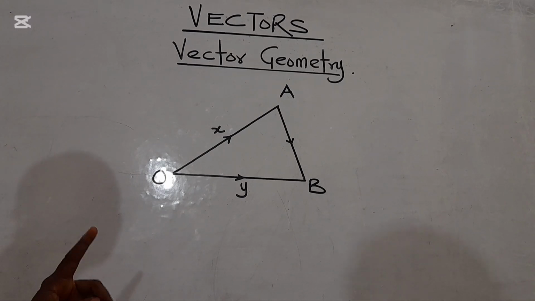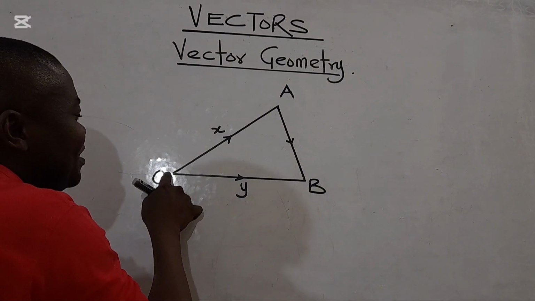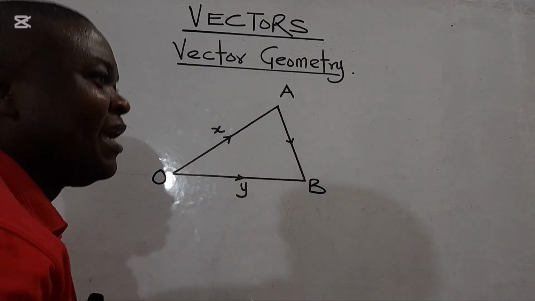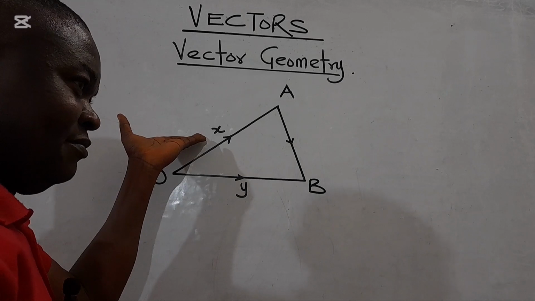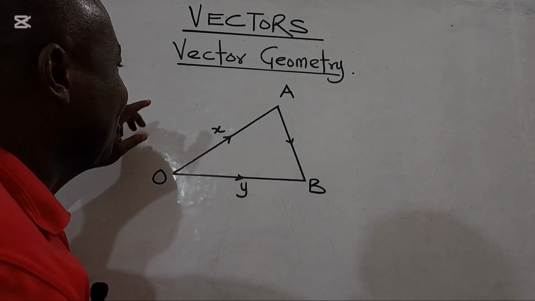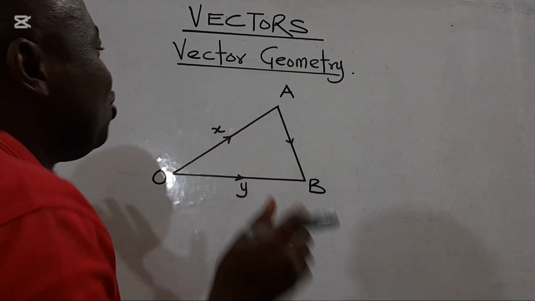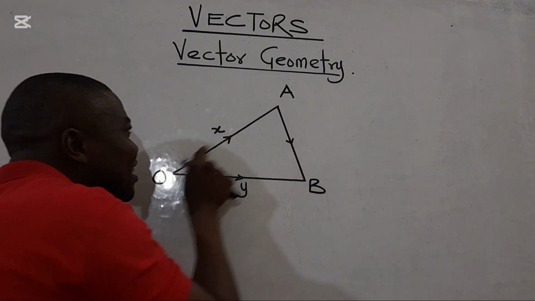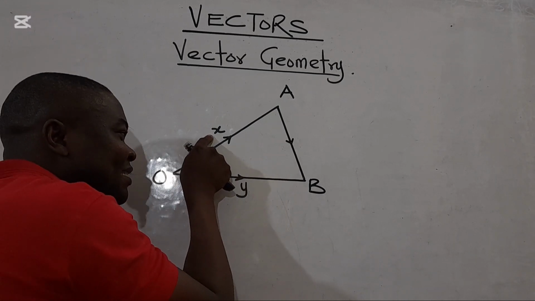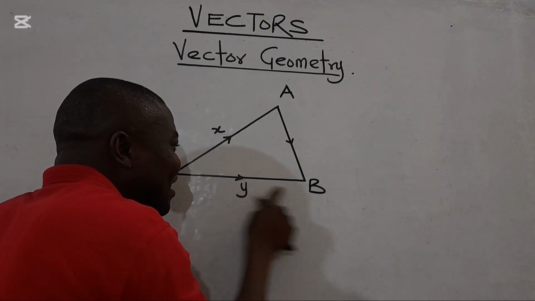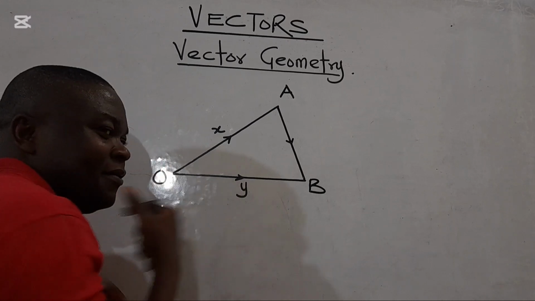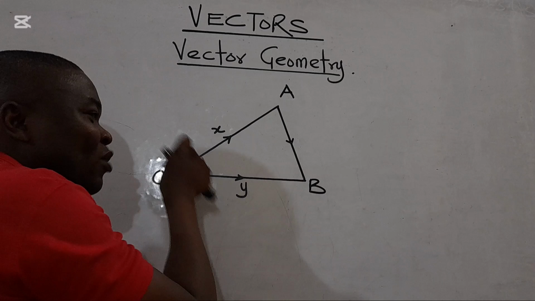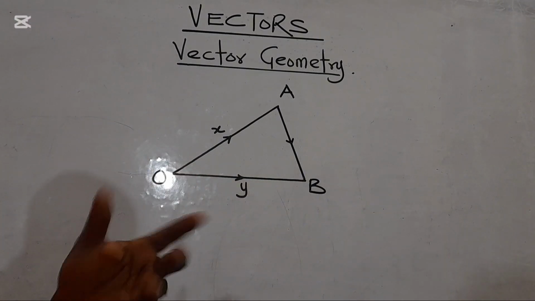Note, any line that is of the same length as OA must be represented as x. We're not saying OA is just fixed here. No. In vector geometry, any line having this length is represented as x. And any line having this length is represented as what? Y. That's what we mean. Even if we see the same length somewhere else, we'll represent it as X or Y, as the case may be.